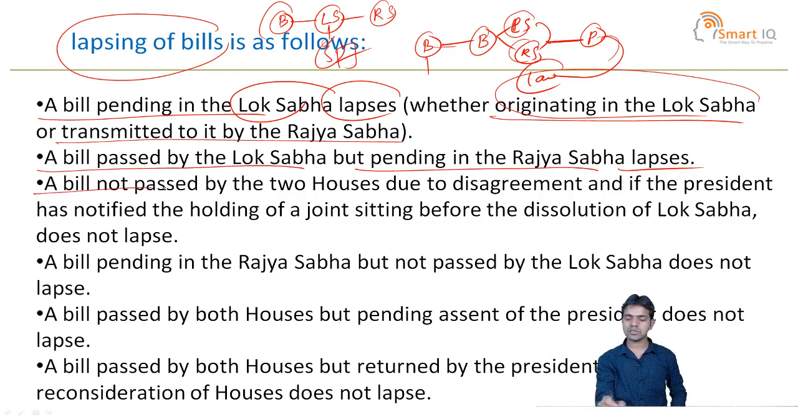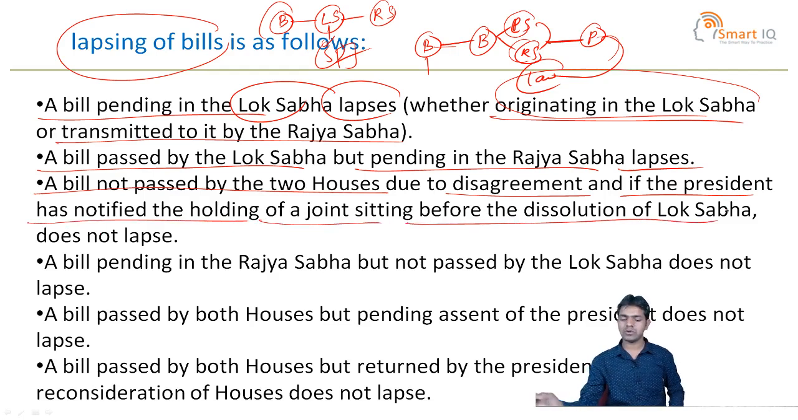A bill not passed by the two houses due to disagreement, where the President has notified the holding of a joint sitting before the dissolution of the Lok Sabha, does not lapse. For example, if a bill concerns a dispute between both houses of Parliament and is moved to the President of India for a joint sitting, and then the Lok Sabha is dissolved, that bill does not lapse.